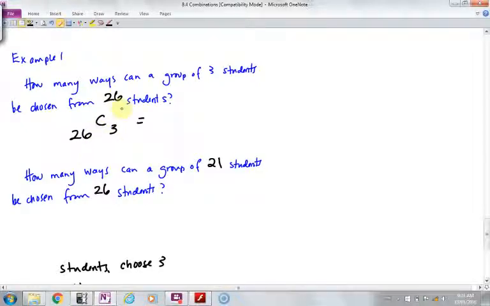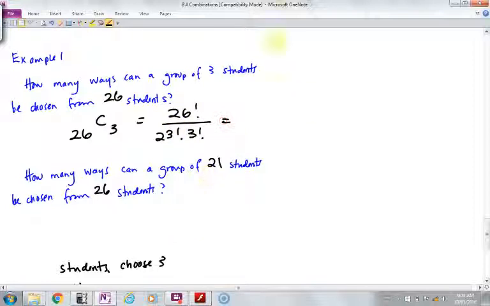26 choose 3. So that is 26 factorial over 23 factorial, 3 factorial. So I'm dividing by the number I don't want factorial and also the number I want factorial. That's the difference today. So it's not just the number I don't want, it's also the number I want that I'm dividing by.